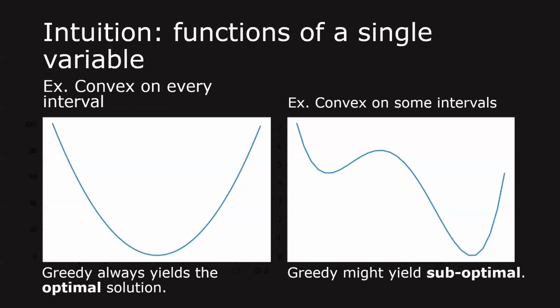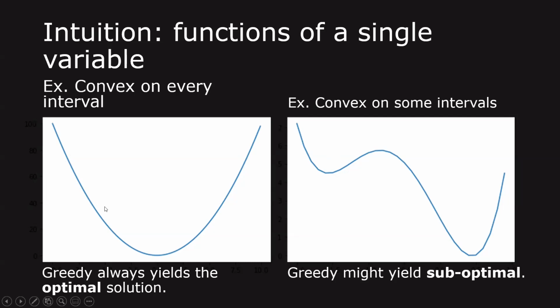So now, in particular, let's take a look at functions of a single variable and how we might be able to optimize these to find their minimum. So here on the left, we can see a function that is convex on any interval. So that means we can pick any interval at all, and the function will be convex. In contrast, the function on the right is convex only on some intervals.